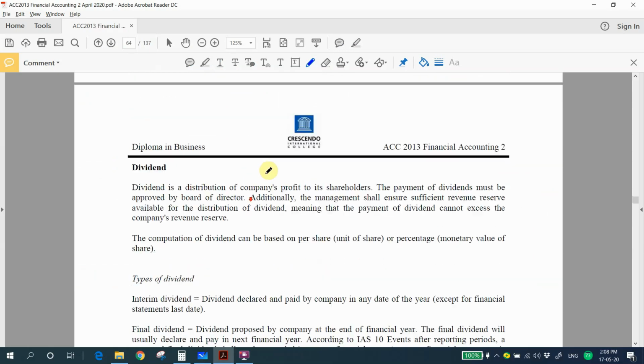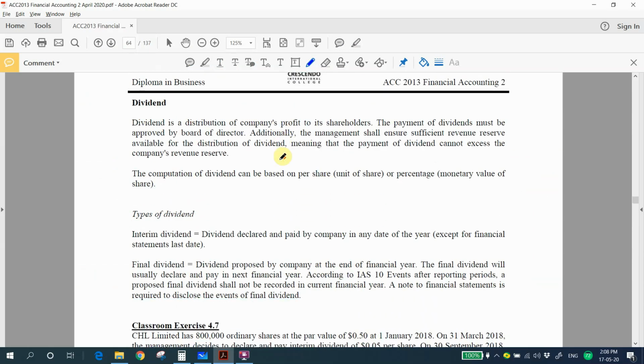So let's continue. Next one, dividend. What is dividend? I think we explained in the previous section, right? Dividend is a distribution of company profit to its shareholder. The payment of dividend must be approved by board of directors. Additionally, the management shall ensure sufficient revenue reserve available for distribution of dividend, meaning that the payment of dividend cannot exceed the revenue reserve.